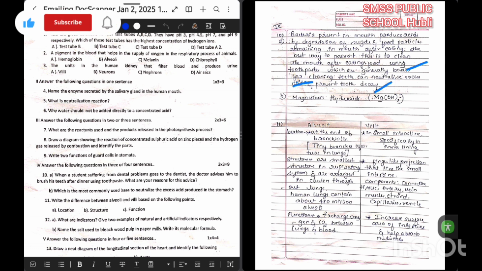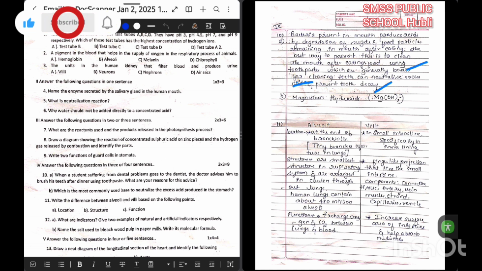So when we use toothpaste that is made of bases, it will neutralize the excess acid present in our mouth, resulting in the prevention of tooth decay. Yes, so we have to brush after eating food.